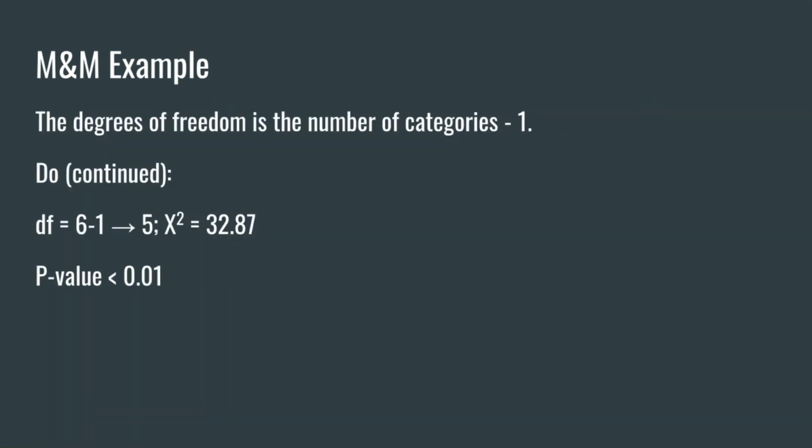Now for the do portion of the example, right off the bat we're going to calculate our degrees of freedom, which is 6 minus 1, the number of categories minus 1. So we're going to get 5 for that. And then after we summed our chi-squared statistic, we got our value to be 32.87. Then we're going to use the table of chi-squared distributions, and matching the rows and columns, we're going to find our p-value to be less than 0.01.